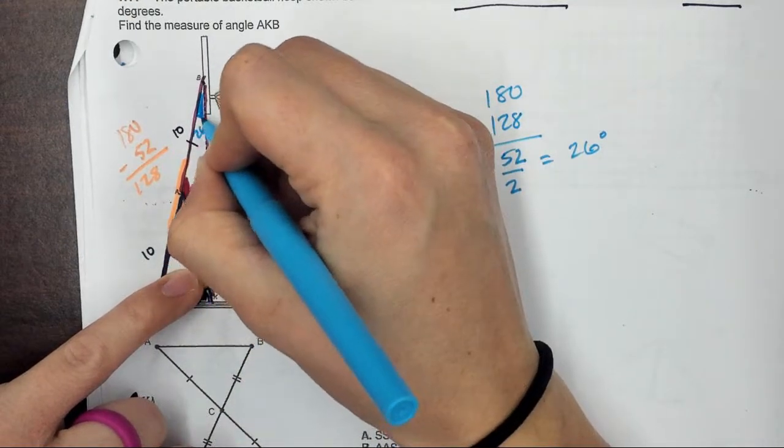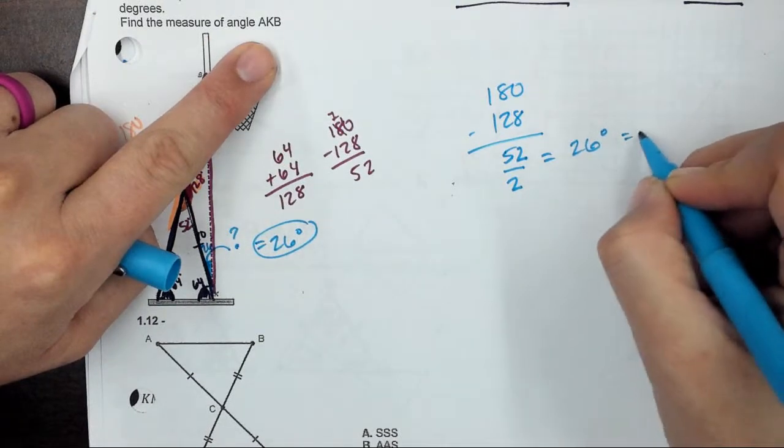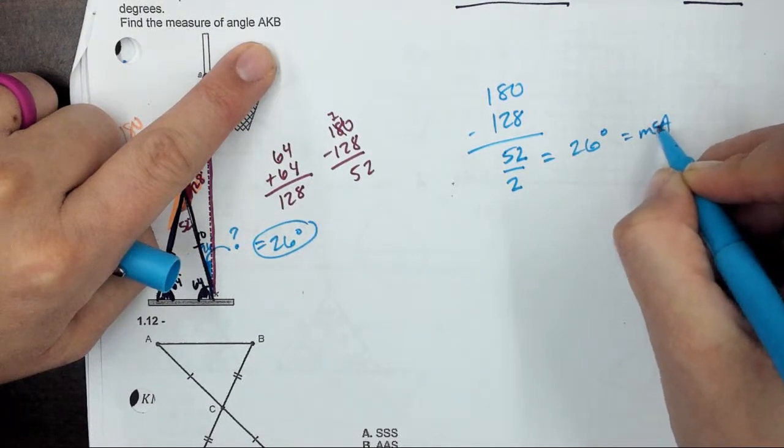So what would this one be? 26 and 26. But that's what we want. That is equal to the measure of AKB.